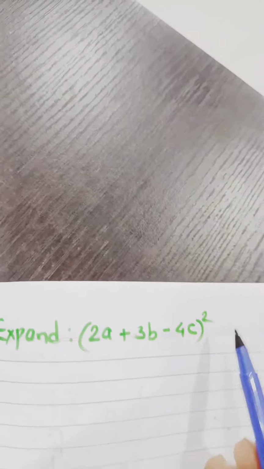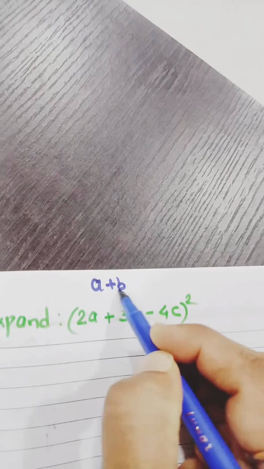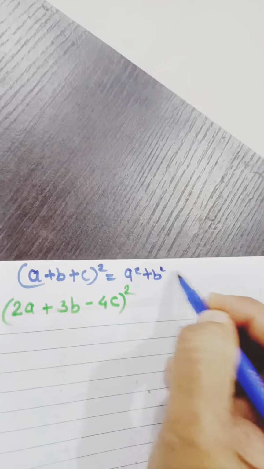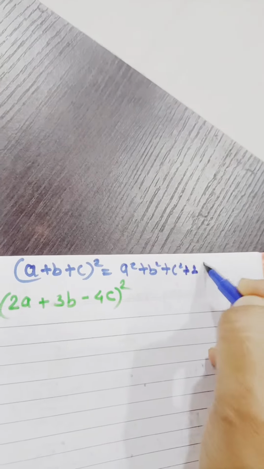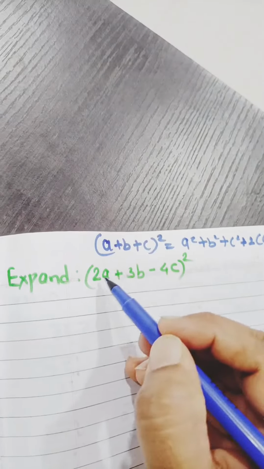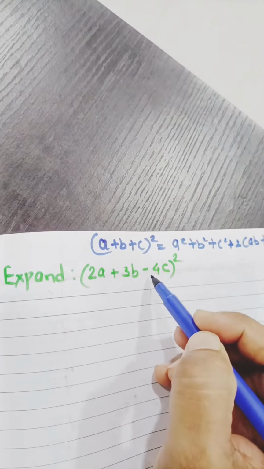For this sum, we will use the expansion (a + b + c)² = a² + b² + c² + 2(ab + bc + ca). Here a is 2a, b is 3b and c is minus 4c.